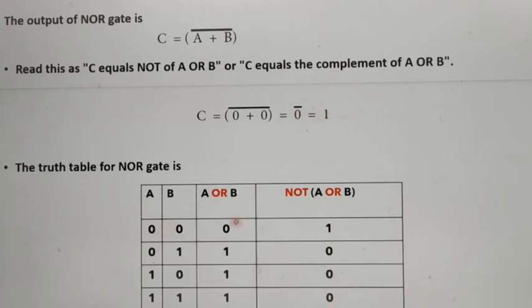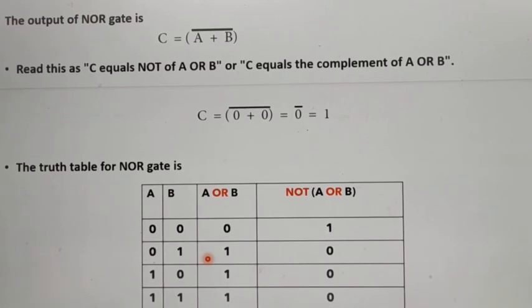Next we can see the truth table for NOR gate. In this truth table, we have two inputs, A and B, both are inputs. Here first we have to find A or B. In this OR, if all the inputs are false, our output will be false. If any one of the inputs is true, our output will be true.